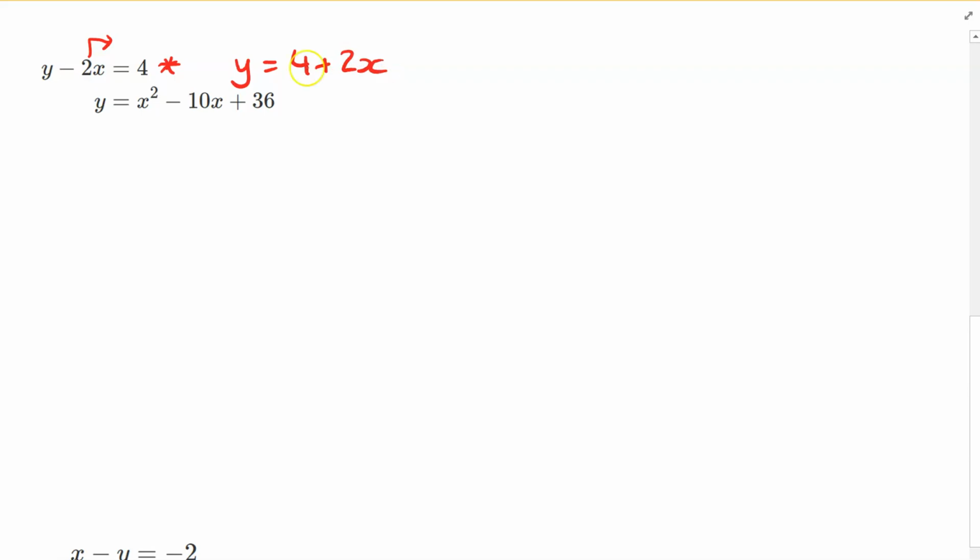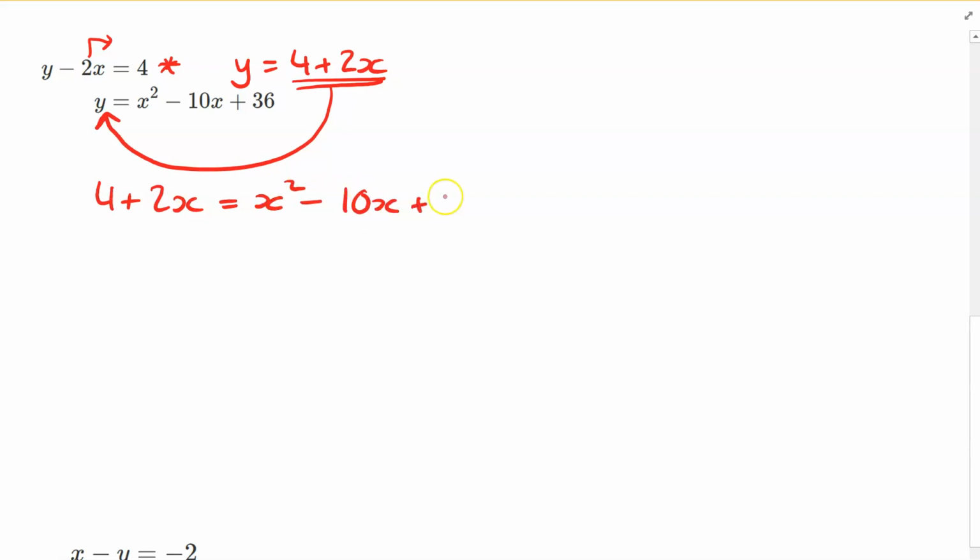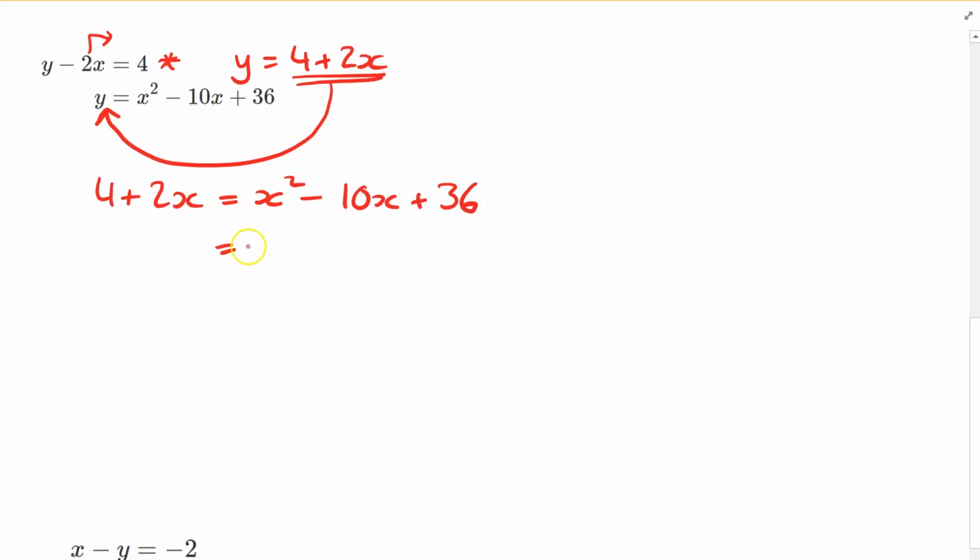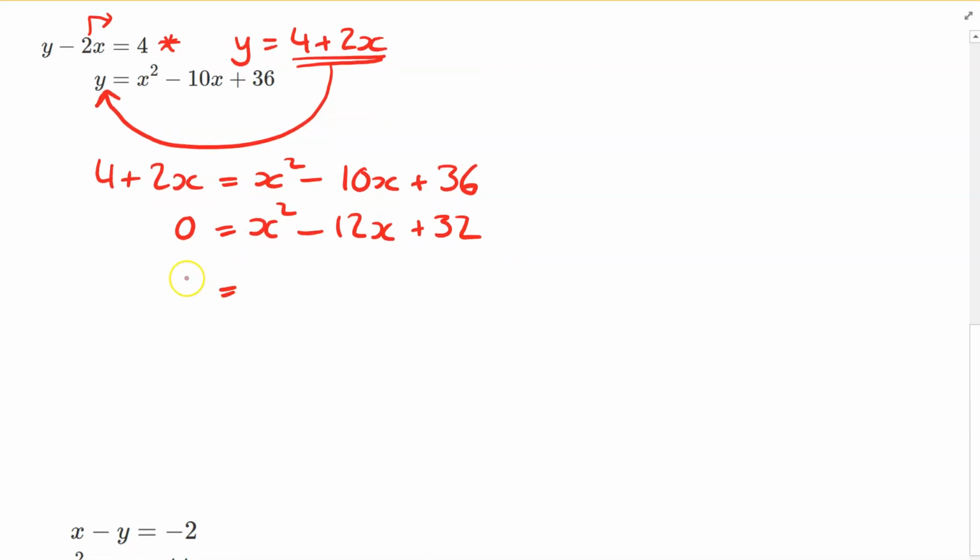Now they're both equal to y, I can take the linear one and sub it into here like we did before. That's going to give me 4 plus 2x is equal to x squared minus 10x plus 36. Again, I now need to make them equal to 0. So I'm going to take away 2x and take away 4. So now I'm looking for, I'm going to try factorising again.